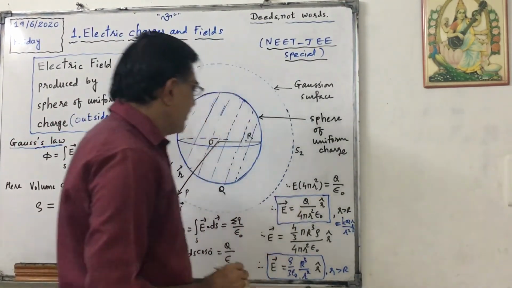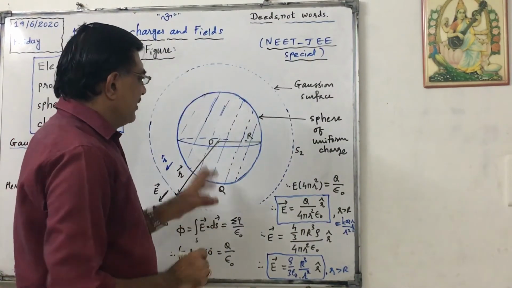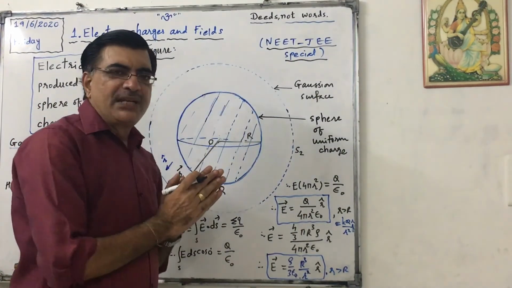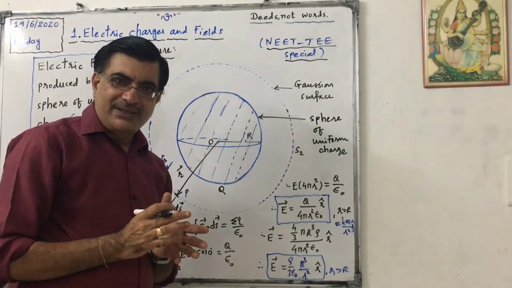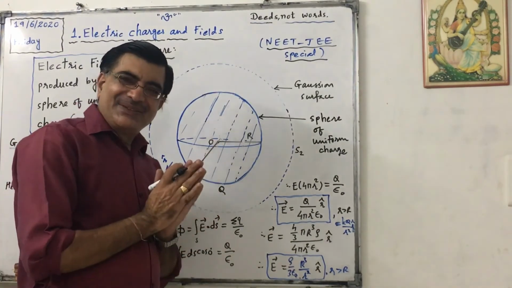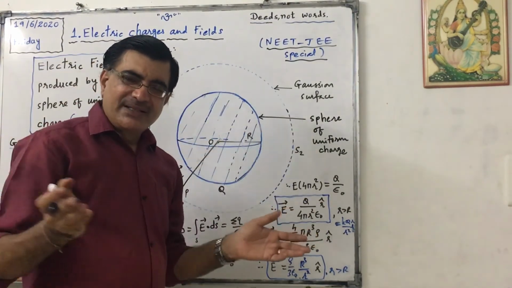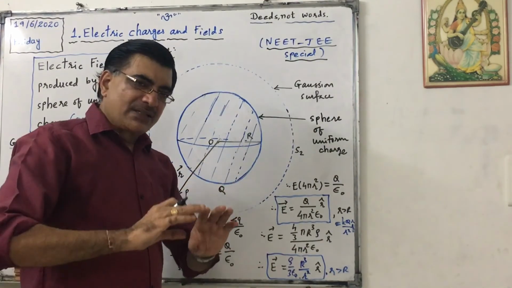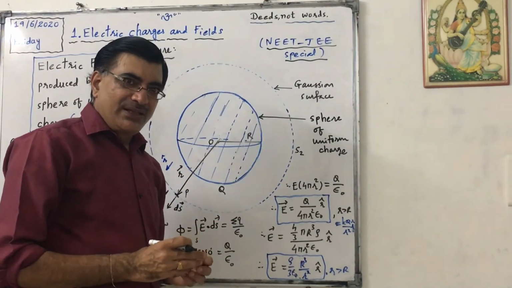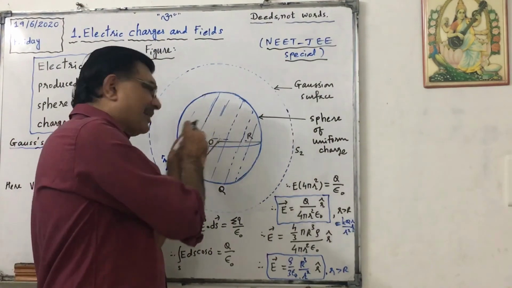So that means for an outside point, this sphere behaves as a point-like charge at the center. For outside points, the sphere behaves as a point-like charge situated at the center.